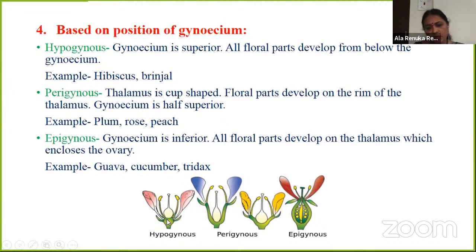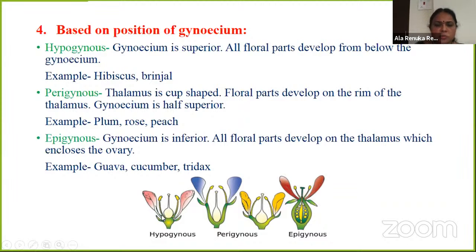This is the description of the flower. And how is the ovary? It is superior. The ovary is above, isn't it? The ovary is superior. In a hypogynous condition, the flower is hypogynous, but the ovary will be superior.